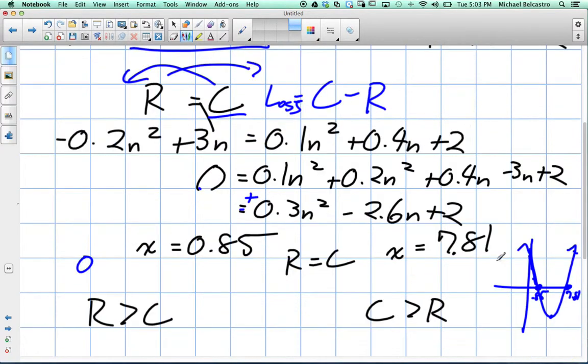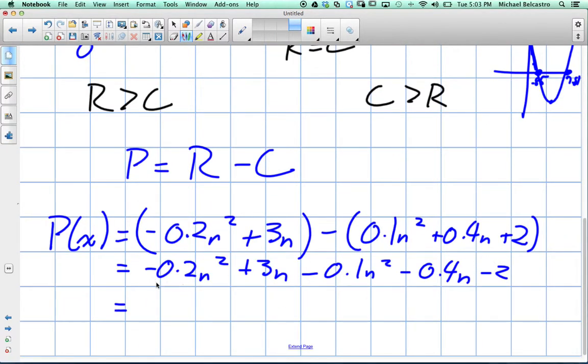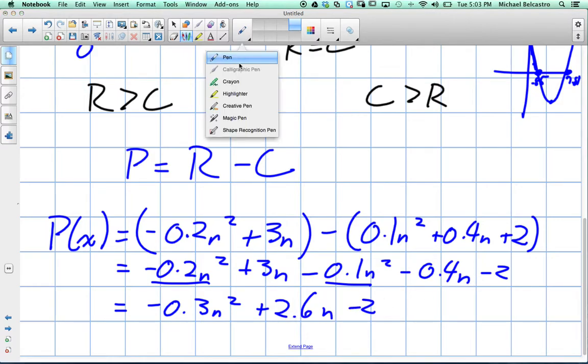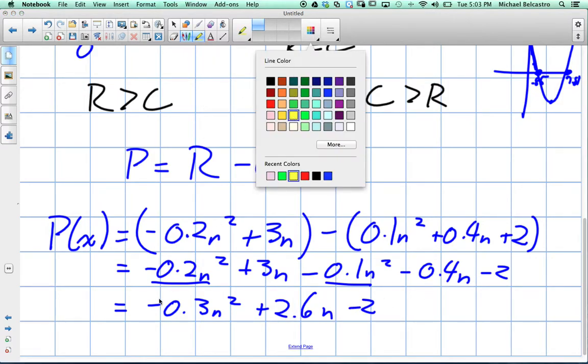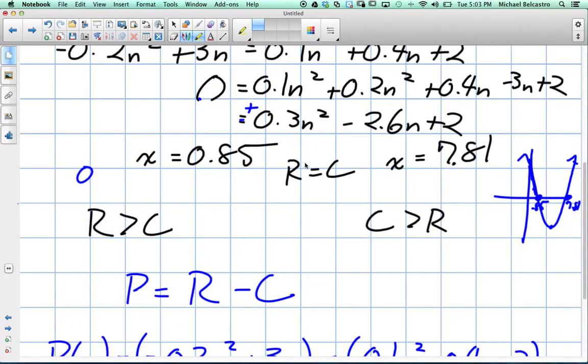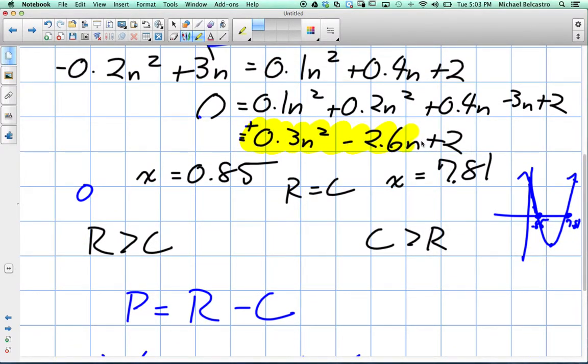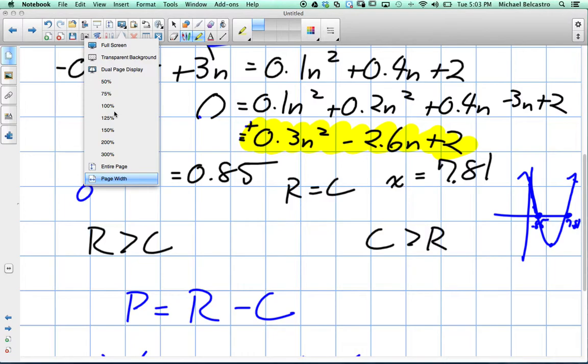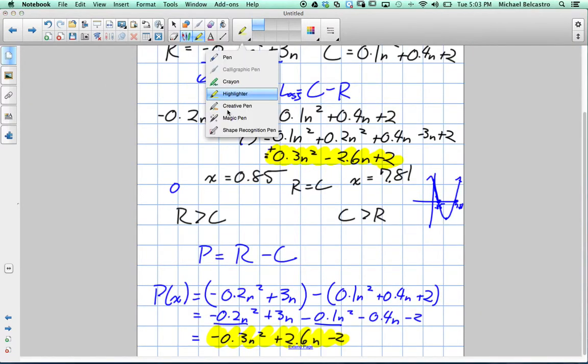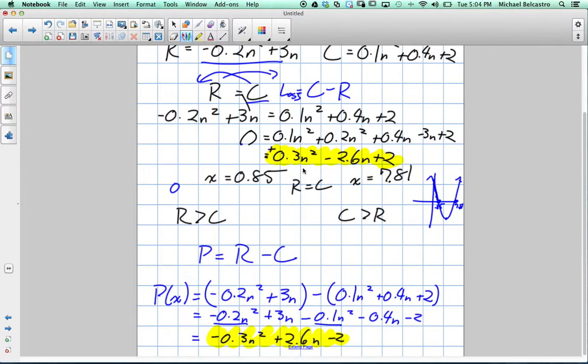Just make sure I wrote those right. Yeah, I did. Okay. When we collect our like terms, this becomes negative 0.3 n squared. This here becomes positive 2.6 n, and that becomes negative 2. So if we take a look at, let's see if I can get them both on the same screen. If we take a look at this, this function here is very similar to the other one we built up. This one here. I'll zoom out just a little so we can see them. If you notice, it's the inverse of this function. Okay? We've essentially inverted the entire function.